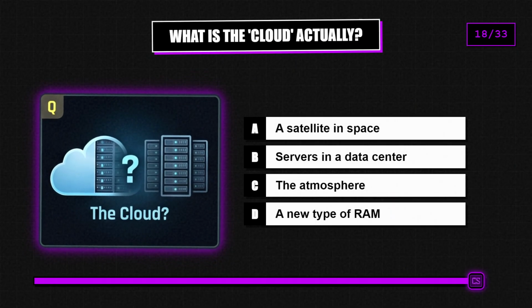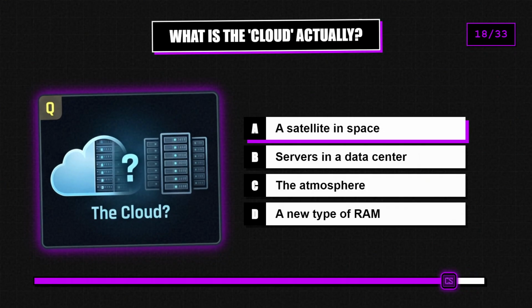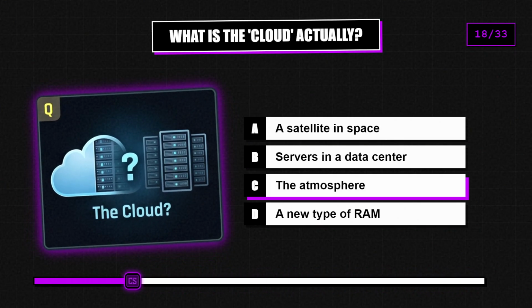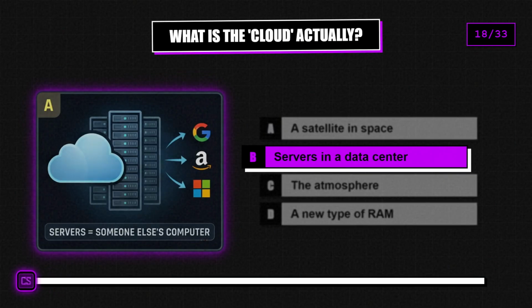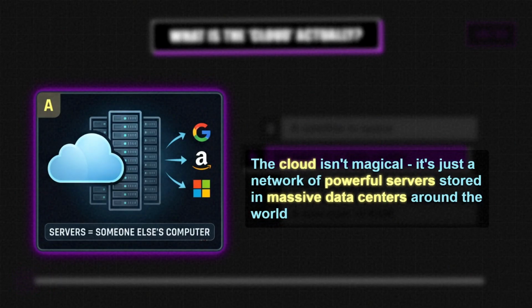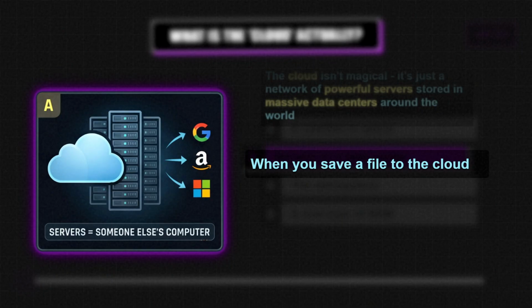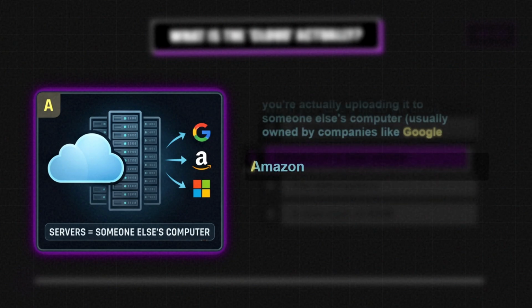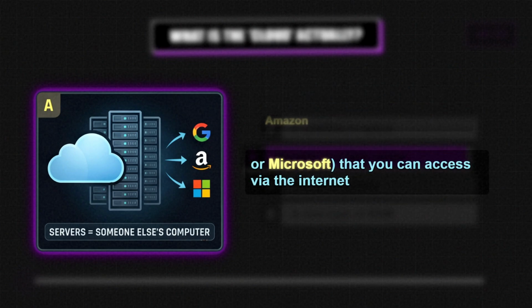What is the cloud actually? The cloud isn't magical. It's just a network of powerful servers stored in massive data centers around the world. When you save a file to the cloud, you're actually uploading it to someone else's computer, usually owned by companies like Google, Amazon, or Microsoft, that you can access via the internet.